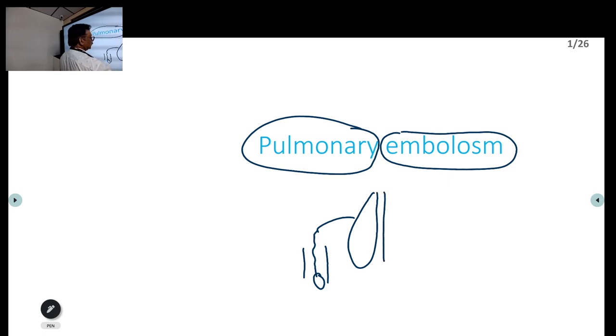Because the circulation goes like that, then it will go to the heart. So in the lungs, in the circulation, it will block. Suppose a main artery is blocked here, the circulation which is going to other areas of the lungs will also be completely blocked. So the lung will not get any blood supply. Okay, that is pulmonary embolism.